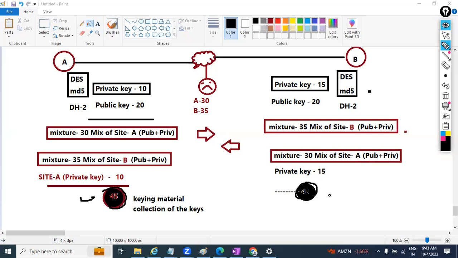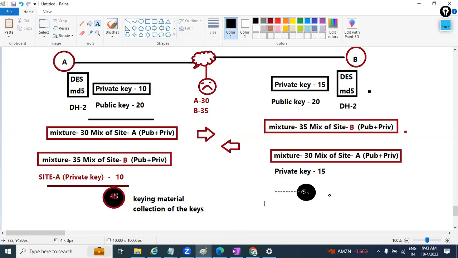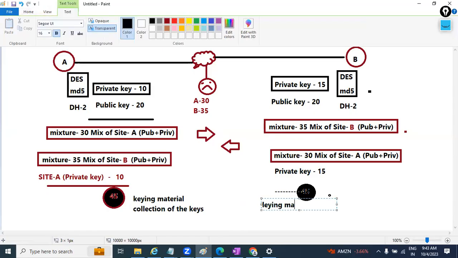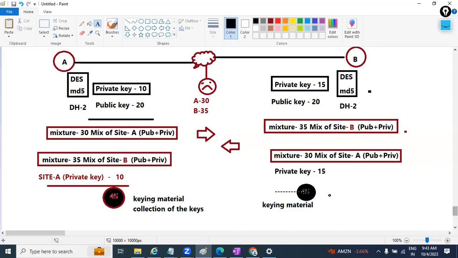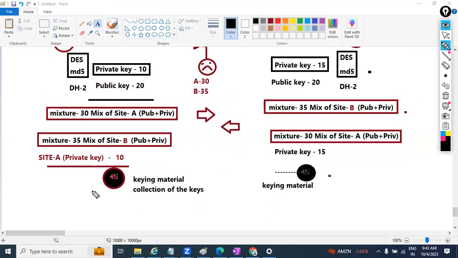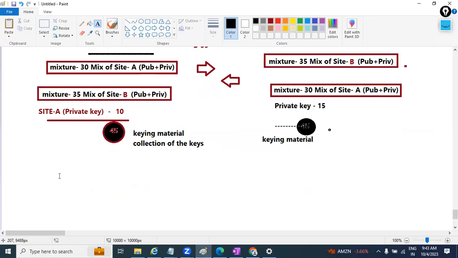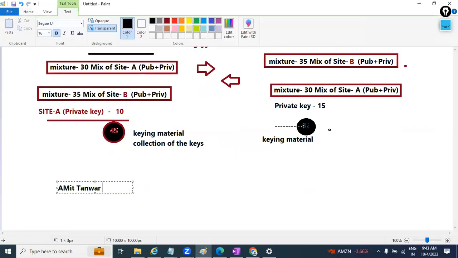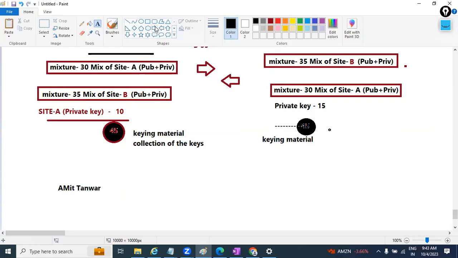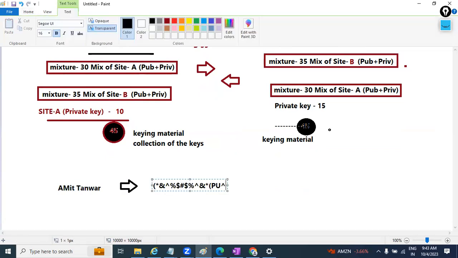Okay, so this concept is known as keying material. And on both sides we have the same keying material, because this is 45 here and this is 45. Now onwards, let's consider this as your data. I have to encrypt it, so for the encryption, which algorithm am I using? Let's consider we have decided on it.